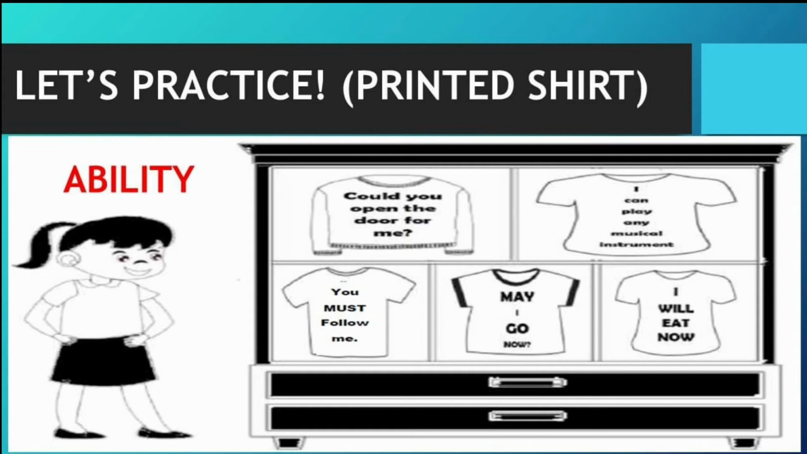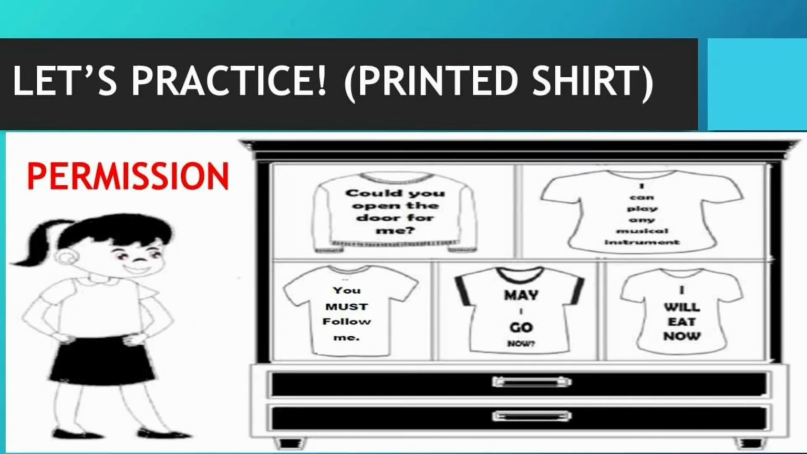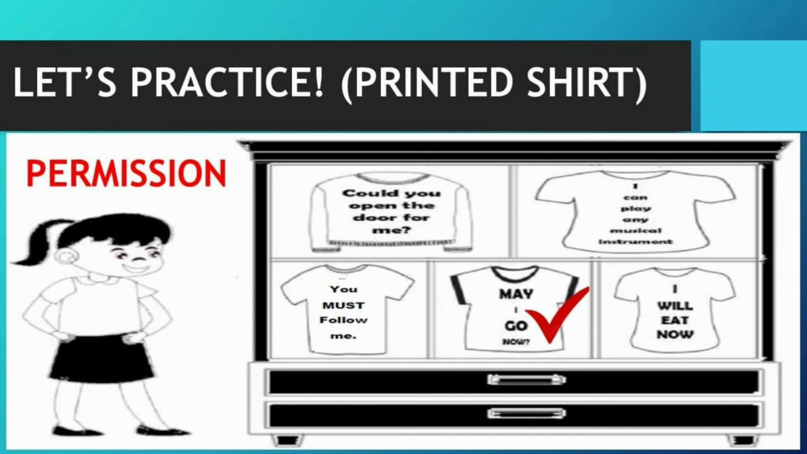Next is, which shirt expresses ability? Time's up. The answer is shirt number 2. I can play any musical instrument. The modal that we use is can, which expresses ability. Next, which shirt expresses permission? Time's up. The answer is shirt number 4. May I go now? Alright, so next.